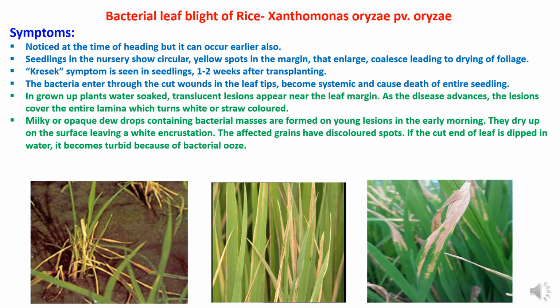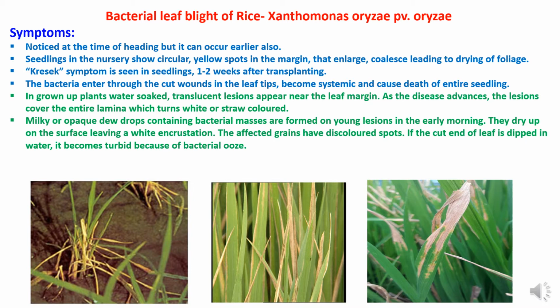Next disease is bacterial leaf blight of rice, which is caused by the bacterium Xanthomonas oryzae. In symptoms, the disease is usually noticed at the time of heading, but it can occur earlier also. Seedlings in the nursery show circular yellow spots in the margin that enlarge, leading to drying of foliage, and kresek symptom is seen in seedlings 1 to 2 weeks after transplanting.